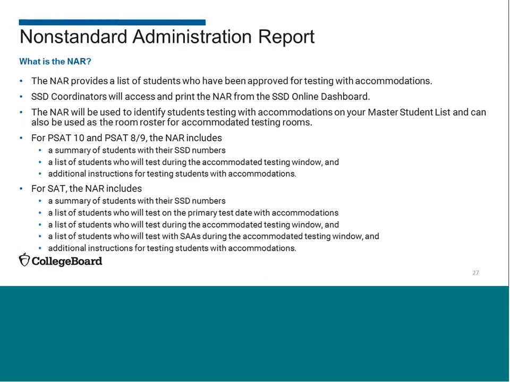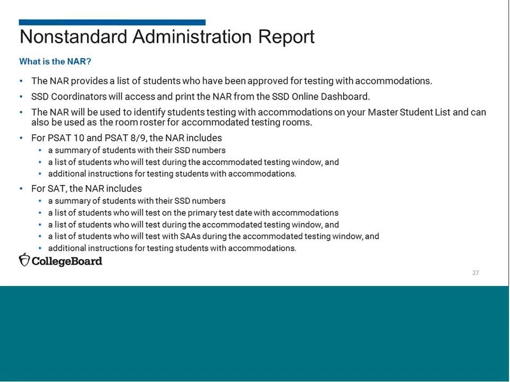For PSAT 10 and PSAT 8-9, there are 3 types of information that will be included on the NAR. The first is a summary of students and their SSD numbers. The second is going to be a list of students who will test during the accommodated testing window. And for PSAT, that is basically all of your students with accommodations will be able to test in the window. And then you will also have additional instructions for testing students with accommodations. Any extended information is included on the NAR as well.